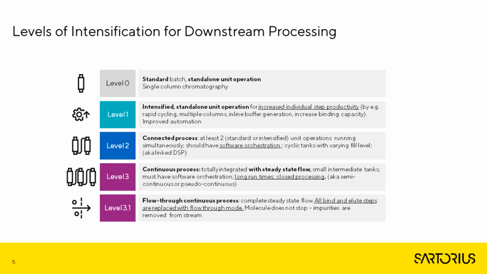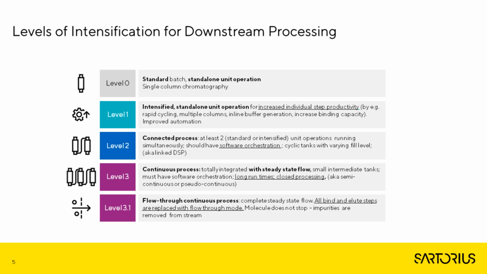The next level of process intensification would be a continuous process. So here we feature multiple unit operations totally integrated with each other and with steady flow in between them. Thus, we only have very small intermediate tanks, and software orchestration is a must-have for flow orchestration. Here we envision long runtimes and closed processing.